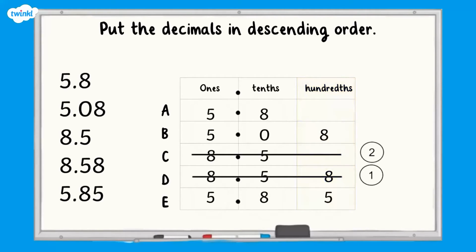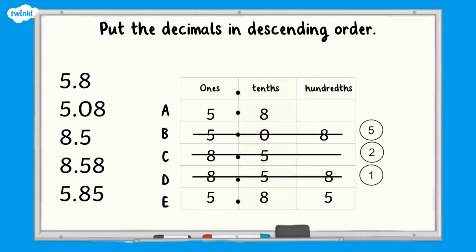Now we need to go back to the remaining 3 numbers. They all have the same ones digit, so we need to compare the tenths column. A has 8 tenths, B has 0 tenths and E has 8 tenths. Therefore, B is the smallest.